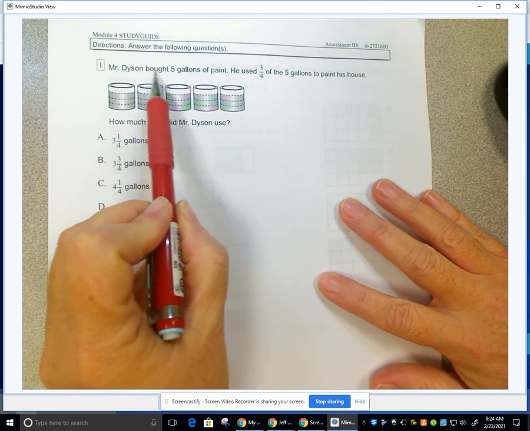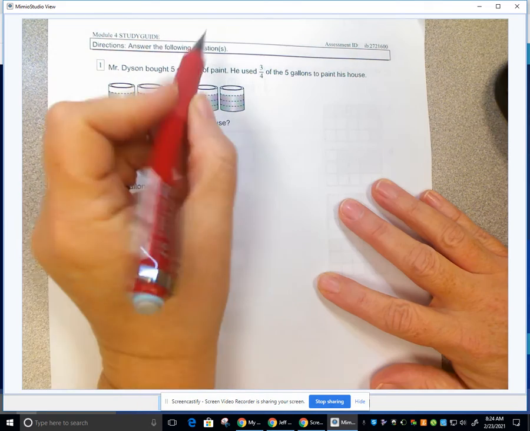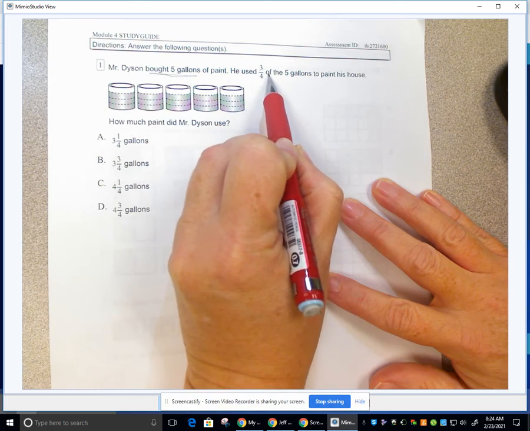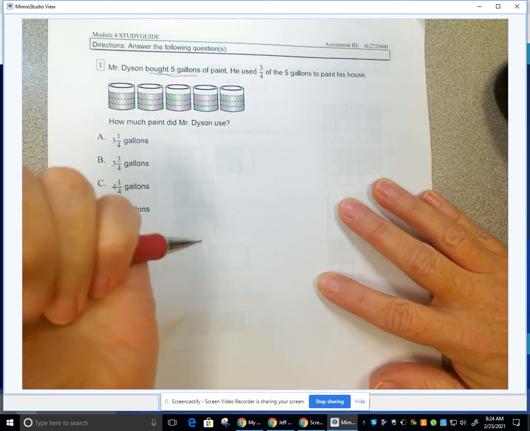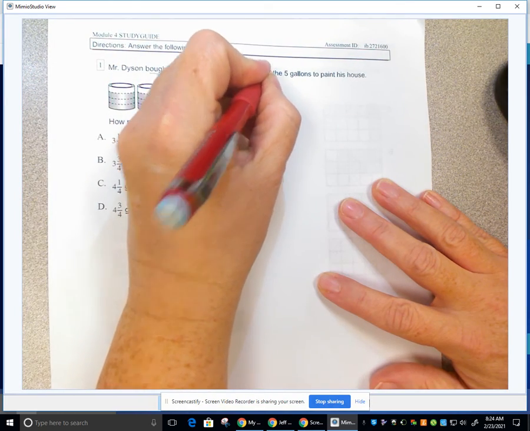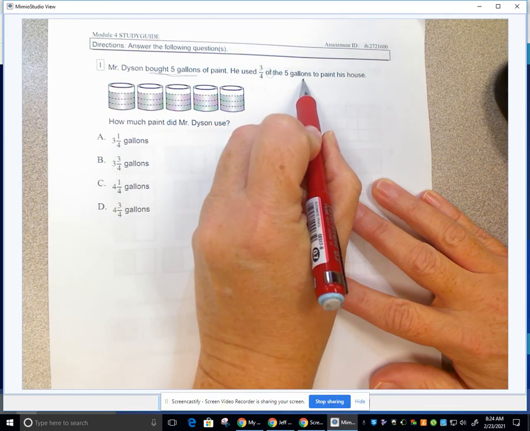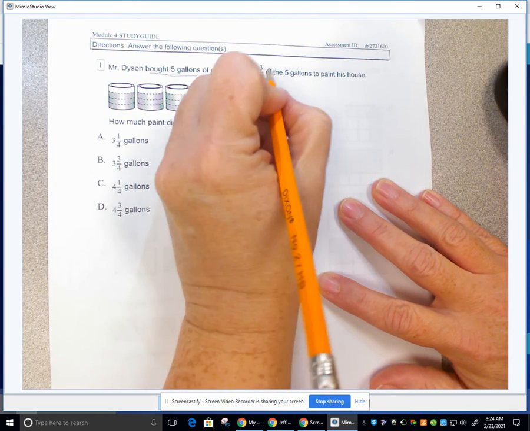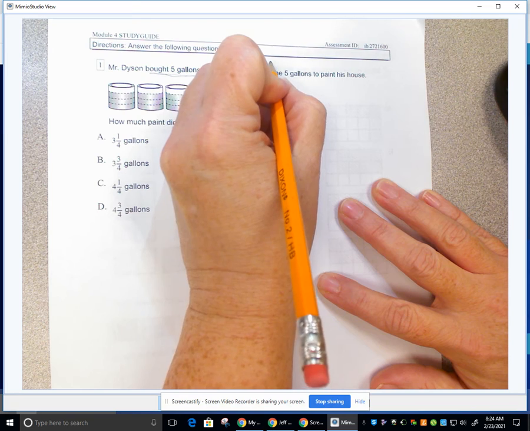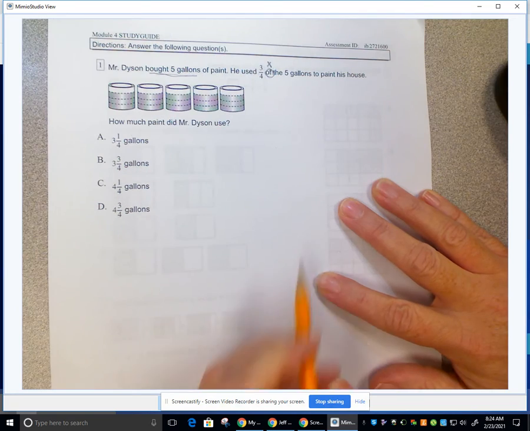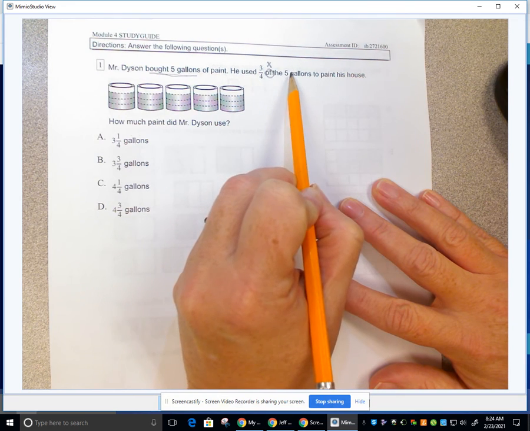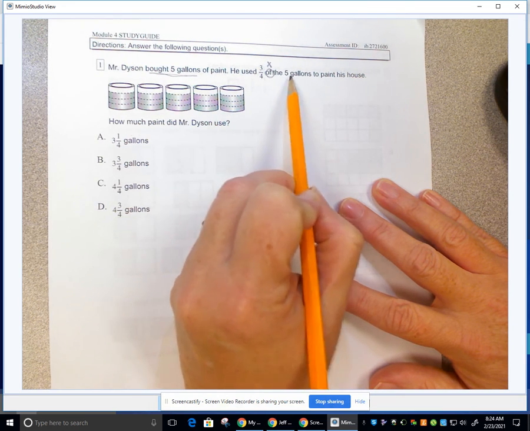It says Mr. Dyson bought 5 gallons of paint. He used 3/4 of the 5 gallons. Notice that key word right there. He used 3/4 of the 5 gallons to paint his house. 3/4 of, and we know of means in this case to multiply. So I want to know what 3/4 of 5 is. So that means I multiply.